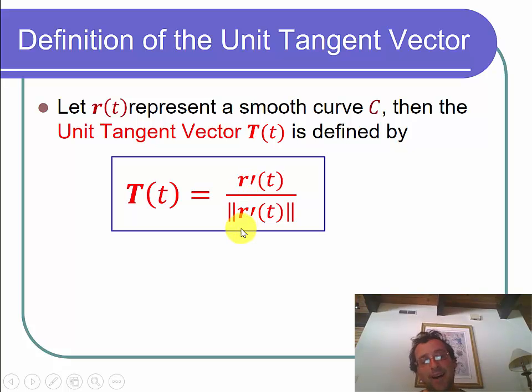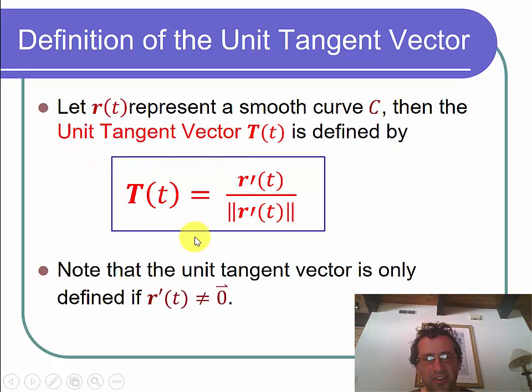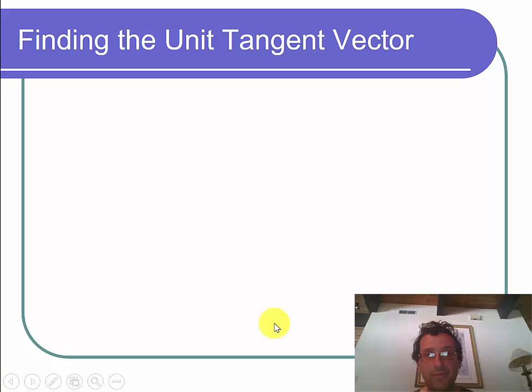Dividing by the magnitude of r prime of t makes it a unit vector, and that's why we call it a unit tangent vector. Also notice that if r prime of t is the zero vector, this can't be defined because then you get 0 divided by 0, and that's never good in math. So we only define the unit tangent vector when r prime of t is non-zero. So now let's look at an example.